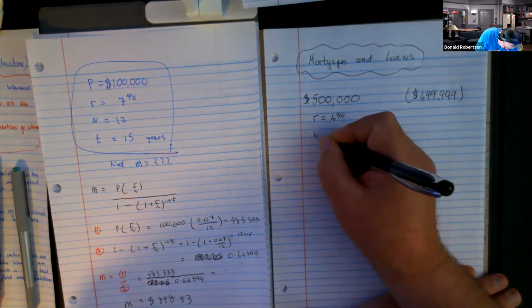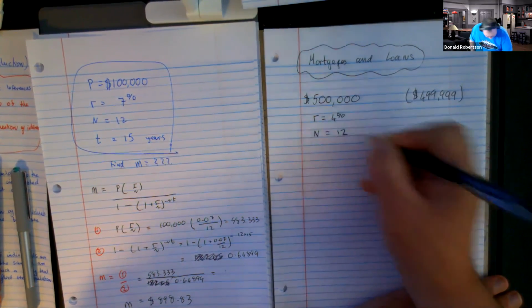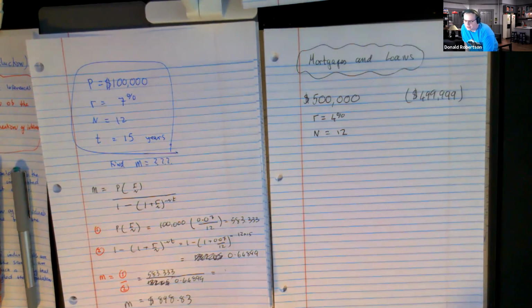You are going to be paying monthly. I don't know of anybody who doesn't pay monthly mortgages, right? That's the way you do it. You do it monthly. So far, so good. Now, how many years are you going to pay your mortgage? Well, 30 years is very common.